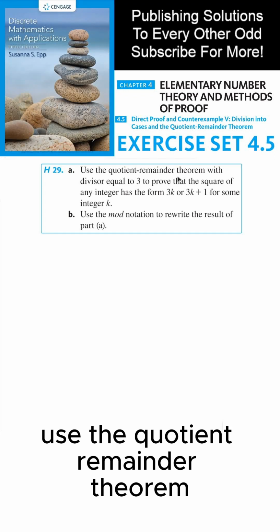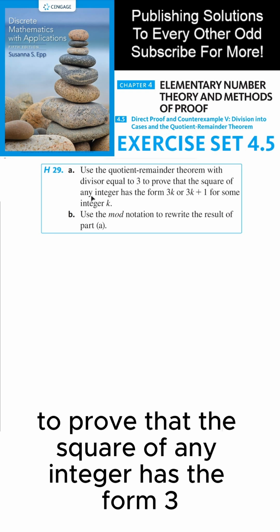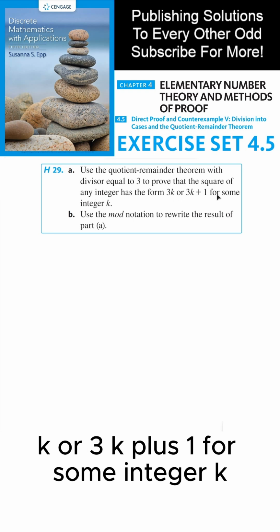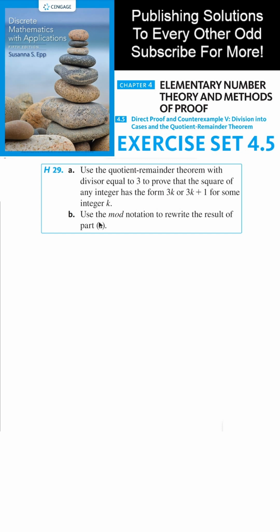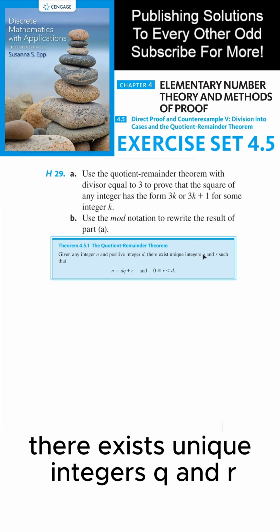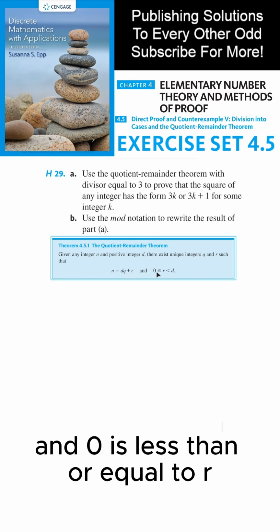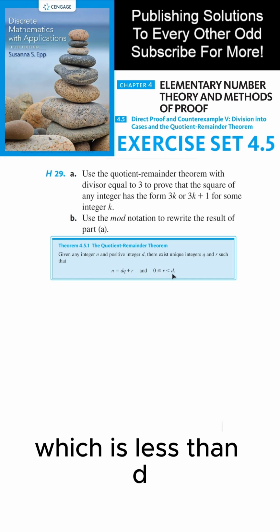Use the quotient remainder theorem with divisor equal to 3 to prove that the square of any integer has the form 3k or 3k plus 1 for some integer k. Here's the quotient remainder theorem. Given any integer n and positive integer d, there exist unique integers q and r such that n equals d times q plus r, and 0 is less than or equal to r, which is less than d.